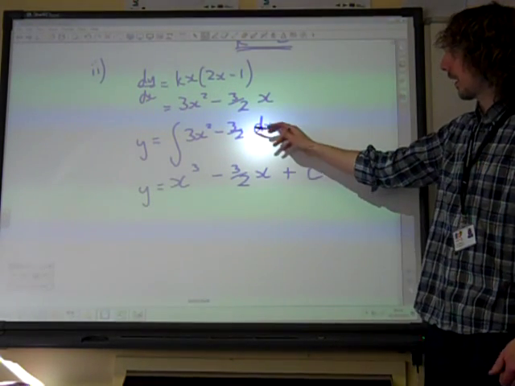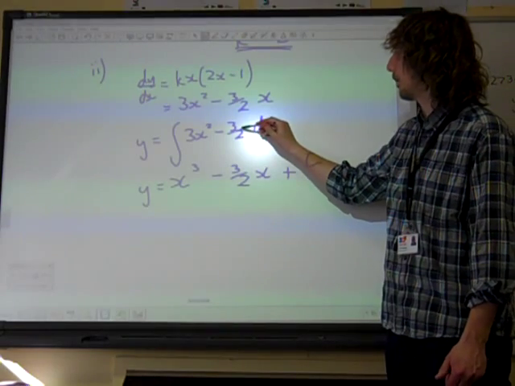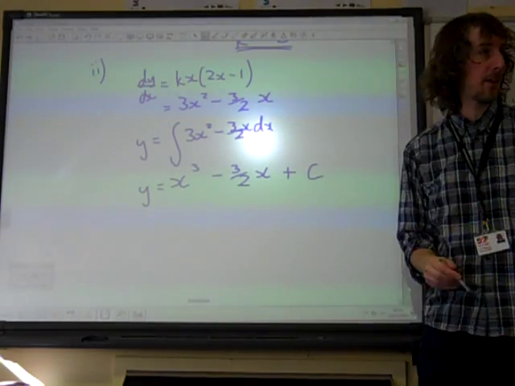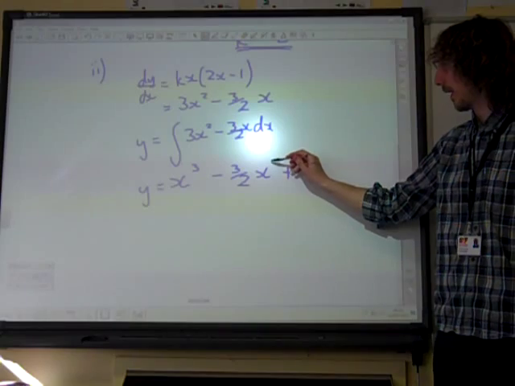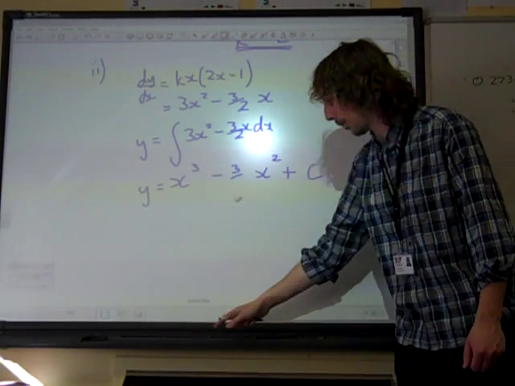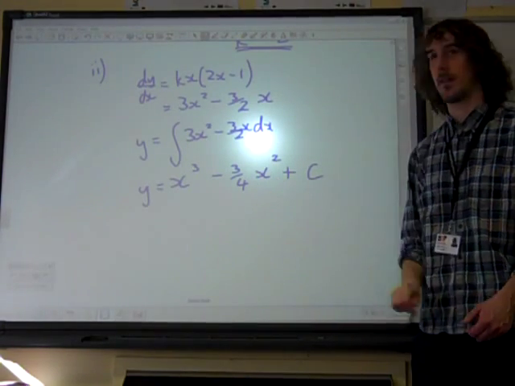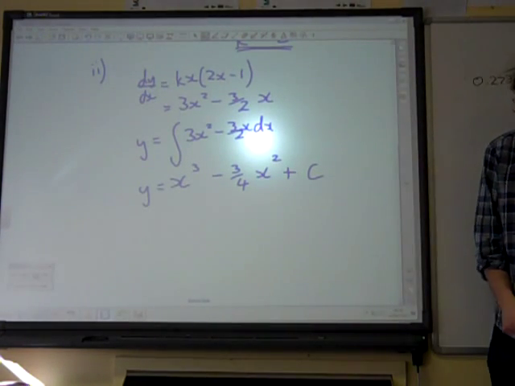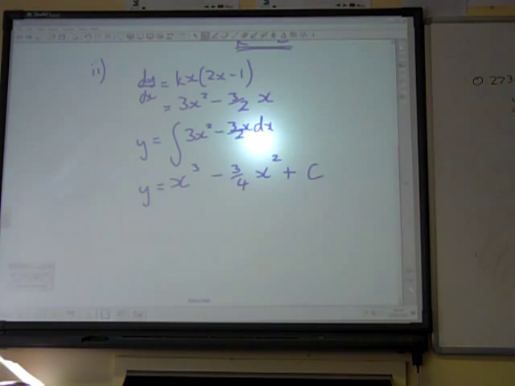Oh, I should have put the x in when I've written it there, haven't I? Thank you. That's an x there. So this becomes x squared over 2, so that becomes a 4 on the bottom. Okay, so we've got that.